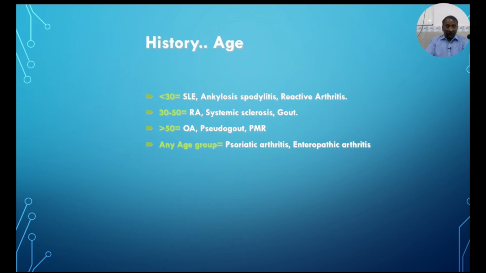Again, age less than 30, 30 to 50, more than 50, or any age group. Any age group: psoriatic arthritis and reactive arthritis. Enteropathic arthritis is a part of rheumatic arthritis. More than 50 or 60: osteoarthritis, pseudogout. Less than 30: lupus, reactive arthritis, ankylosing spondylitis in young males. In 30 to 50: rheumatoid arthritis, gouty arthritis, systemic sclerosis. It is not a hard and fast rule. Rheumatoid arthritis can occur even at less than 30 years, and even at the age of 50 years also.